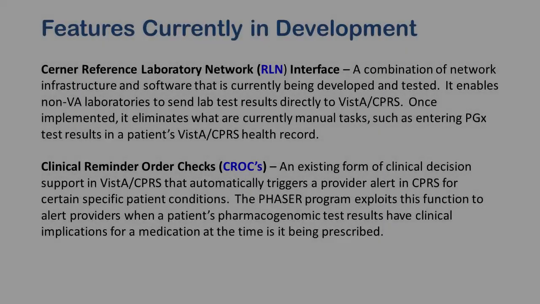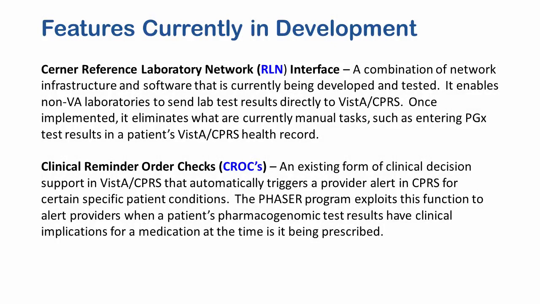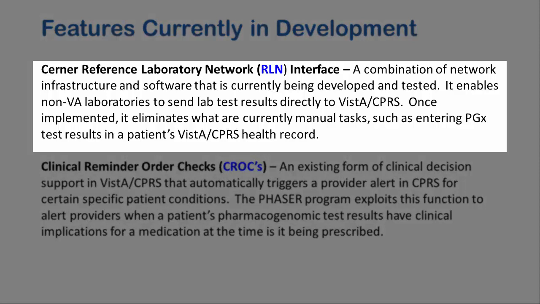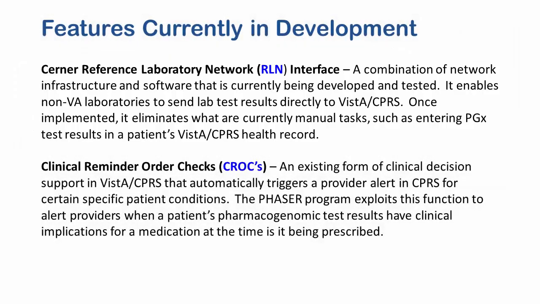There are also two powerful new PHASER features you should be aware of, both of which are expected to be available in roughly the next 3 to 6 months. The first is the Cerner Reference Laboratory Network, or RLN, interface. This is a combination of network infrastructure and software that's currently being developed and tested. It's an advanced version of the existing service that enables non-VA external laboratories to send lab test results electronically directly to the VA. PHASER will make use of this interface when it's available to eliminate the need for site coordinators to manually enter test results sent to the VA by Sanford Health.